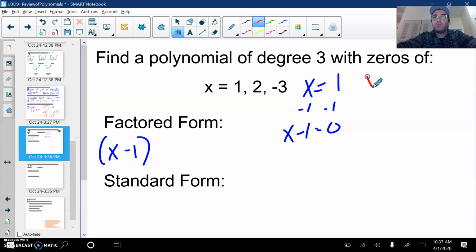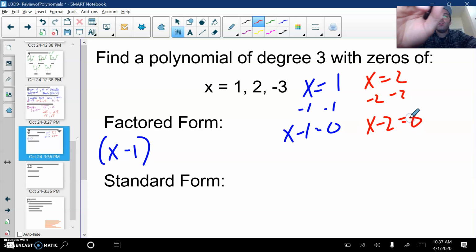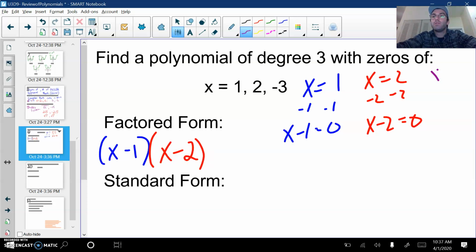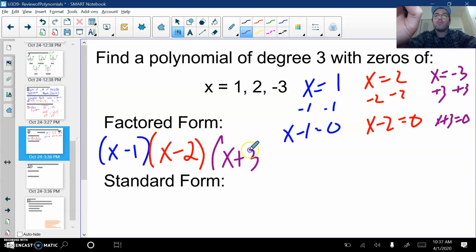If x equals 2, then x minus 2 would equal 0. So x minus 2 is a factor. You follow my drift here? It's just the opposite, right? So if x equals negative 3, x plus 3 is a factor, so I would have x plus 3. Now this part right here, I'm just showing it to you.